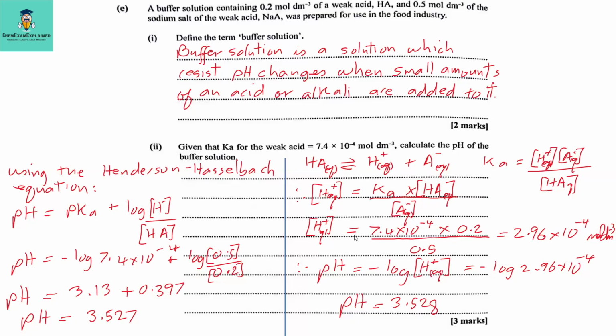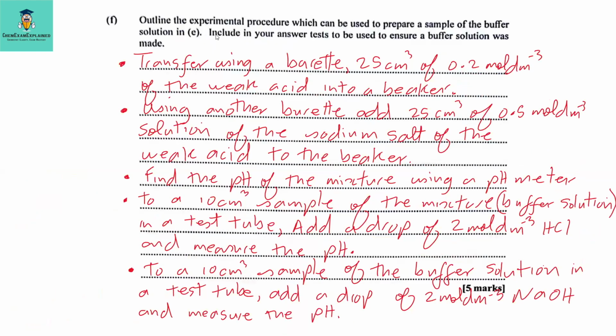We're now going to plug in the values. The Ka value was given in the question to be 7.4 × 10⁻⁴, times the weak acid concentration divided by the conjugate base concentration, and that works out to be 2.96 × 10⁻⁴. So this is the H+ concentration. Now to find the pH, pH is equal to minus log H+ concentration. So you plug in the calculator, minus log 2.96 × 10⁻⁴. Therefore, pH is equal to 3.528, which is almost the same as what we calculated earlier. Let's continue. Part F.